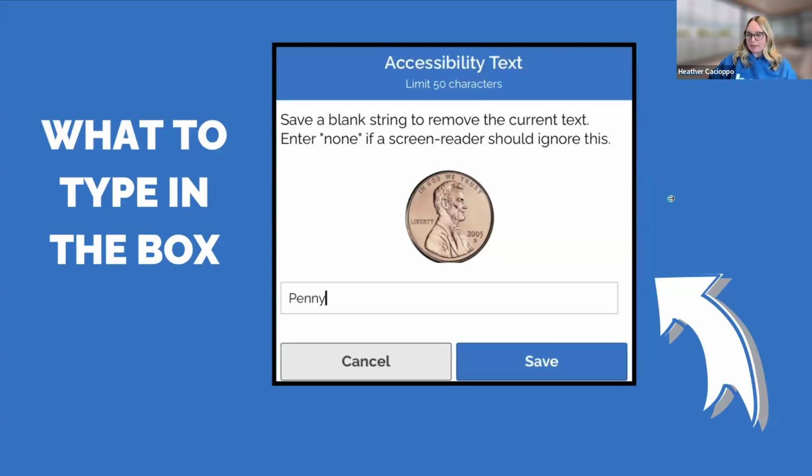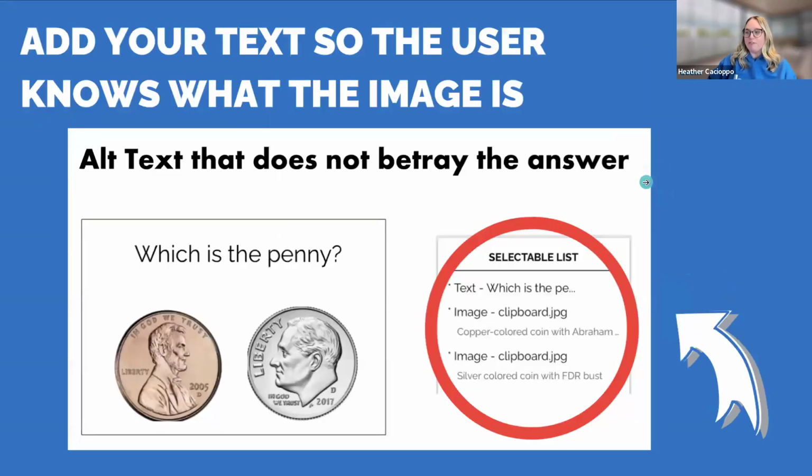Now, what to type in the box, right? I think we've talked about this in past webinars that sometimes you want to give them directly, this is a penny. That's fantastic. That's all you need to write, the simplest basic level of that. However, you might want to add a bit more if you don't want to give it away. So it could be a copper colored coin with Abraham Lincoln on it. Again, that detail there doesn't fully give it away, but it helps that person know exactly what is there. Because again, if you want to say, which is the penny, you don't want to just say, that's the penny, click on that one. You don't want to give it away. So I totally understand that so far.